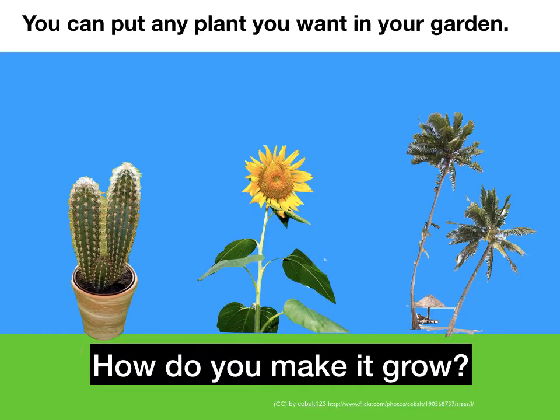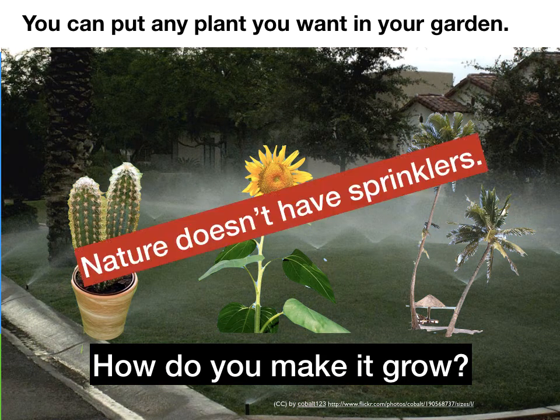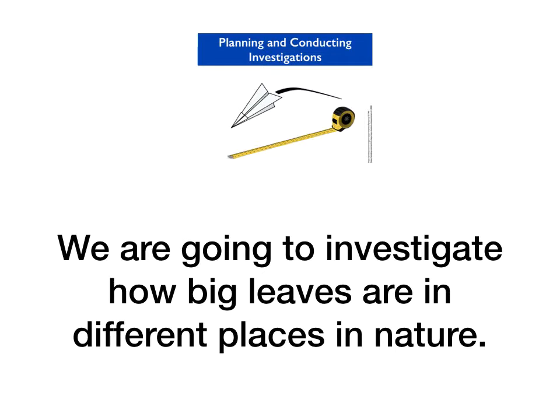Now, everybody, of course, collected plants from their gardens or from outside, which are not very natural. When we make things grow outside in our gardens, we add water. And nature, of course, doesn't have sprinklers, so we want to try and think about how we could investigate this question of leaf size in a natural setting. And depending upon the level of our students, we'll spend more or less time having them plan that process out of what they would like to do in an ideal world.